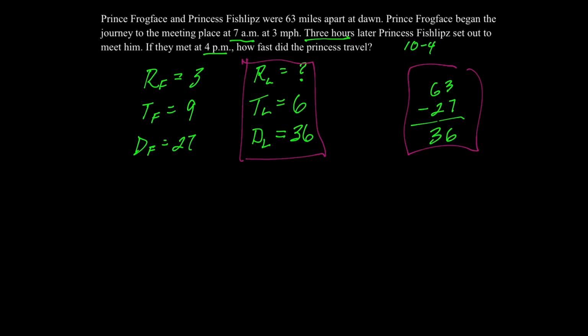So going to go ahead and write down rate times time equals 36. We figured out she went 36 miles because they covered a total of 63 miles. So if I divide both sides of this equation by 6, I find out that the rate of Fishlips was 6. So 6 miles an hour, that's kind of quick, isn't it? She must have been jogging to meet the prince.